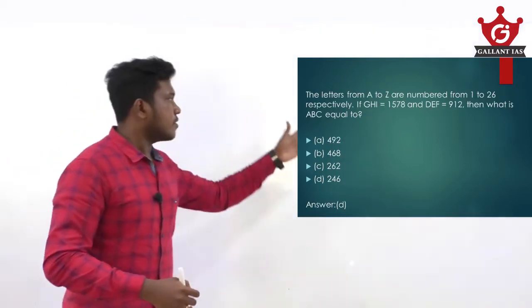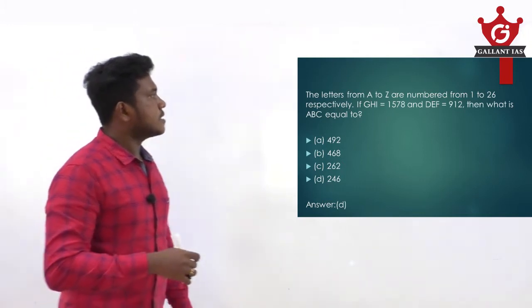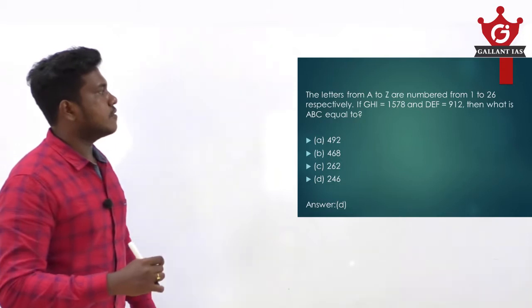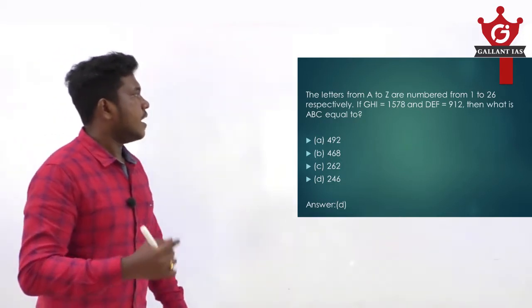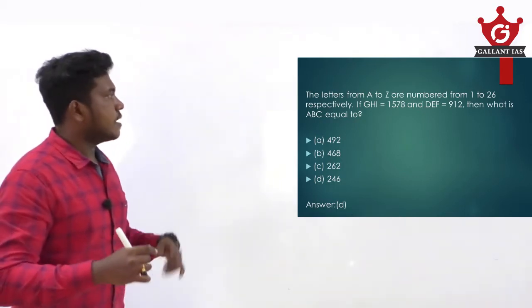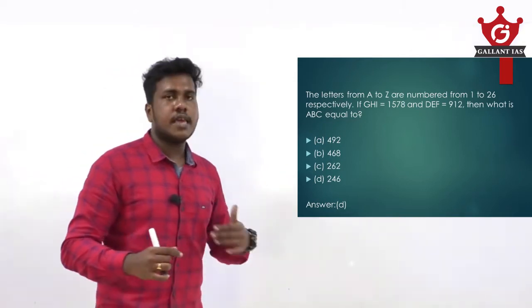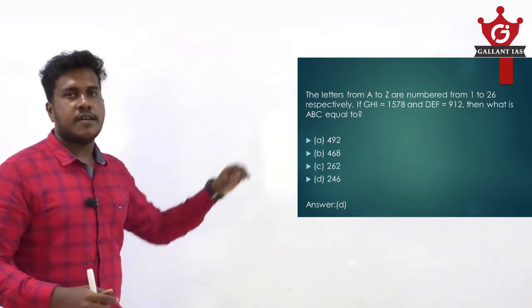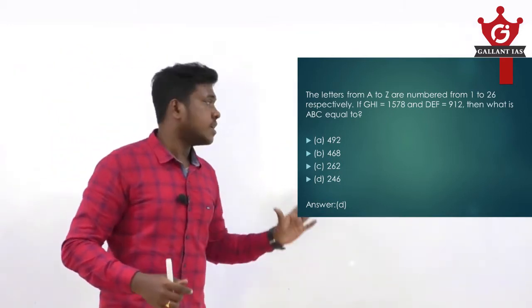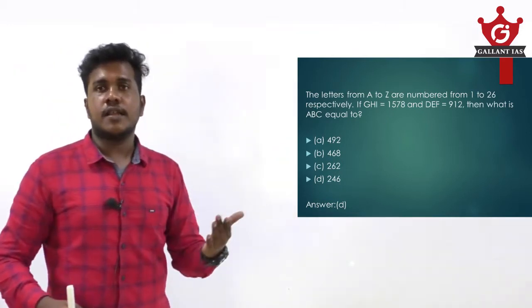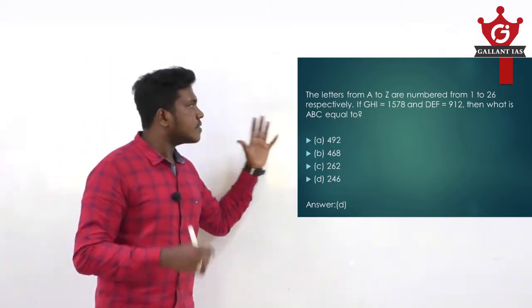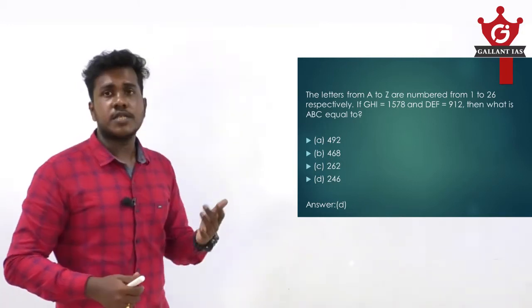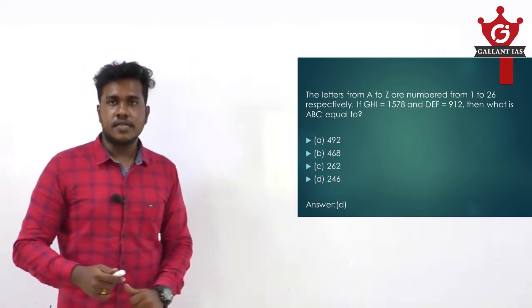Now let's move on to the next question. Letters from A to Z are numbered from 1 to 26 respectively. If GHI is equal to 1578 and DEF is equal to 912, then what is ABC equal to? Here you got the answer as 246. I will show you how you get the answer 246. You actually need to think a lot to break the logic behind this question.